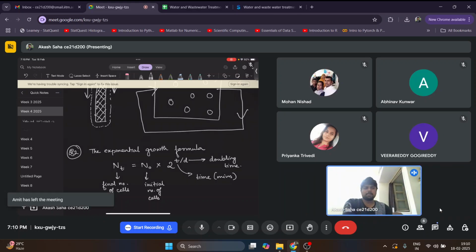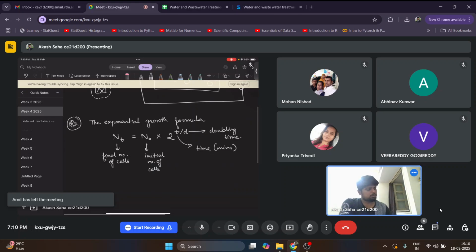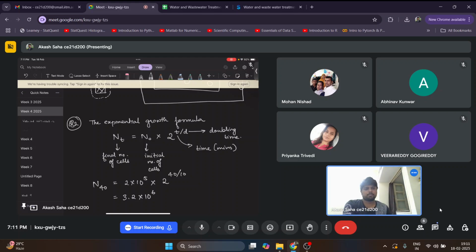Okay, so simply if you put the values, my N at 40 minutes will be N_0, that is 2 into 10 to the power 5, into 2 to the power t by d. The time is 40 minutes, and the doubling time is 10. So this will turn out to be 3.2 into 10 to the power 6. So this is how we have to do it.